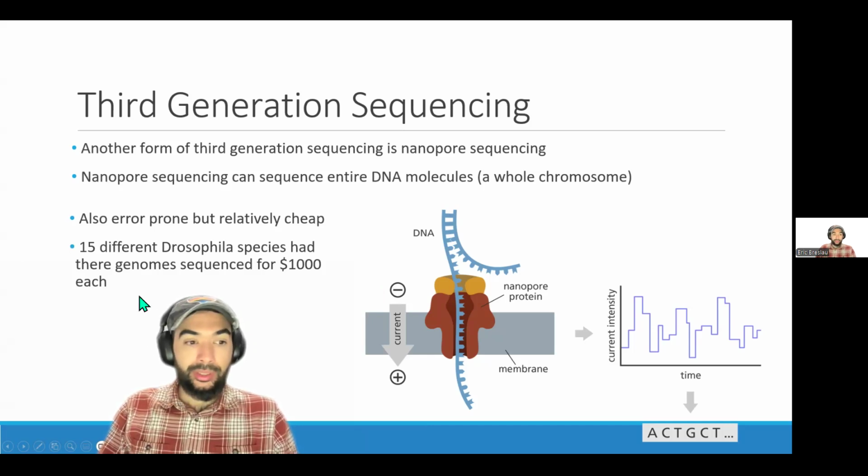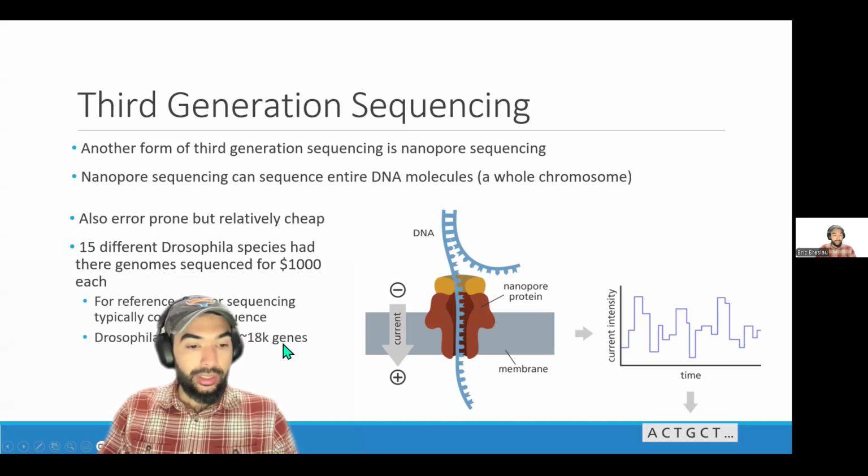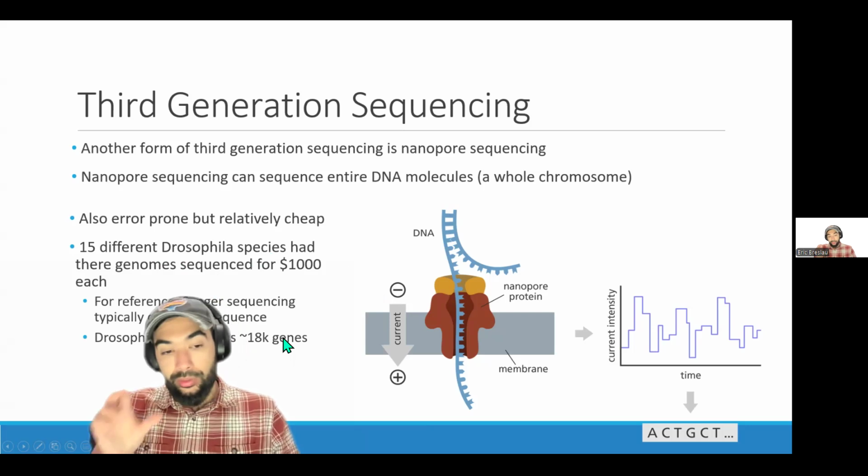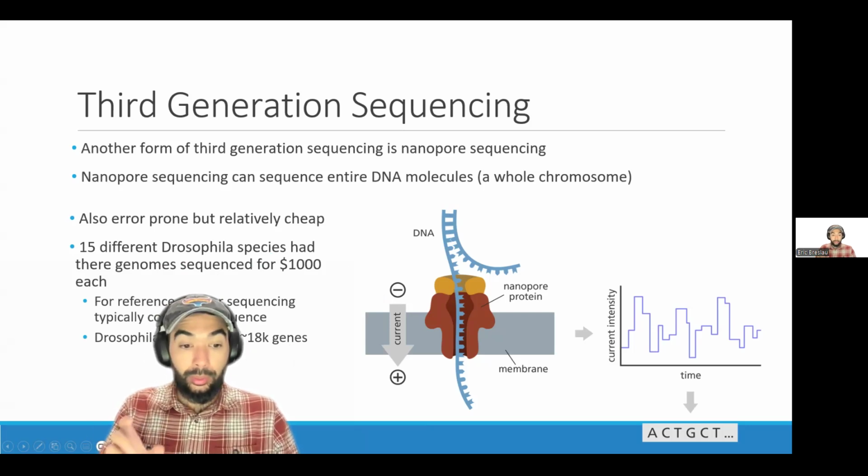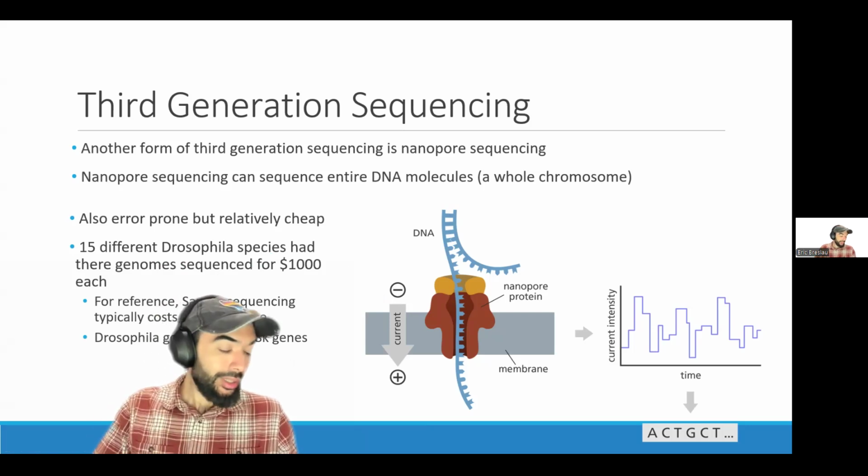But in terms of that cheapness, just to really give you an idea, if we're looking at Drosophila, we've been able to sequence 15 different Drosophila species, with their entire genomes, for $1,000 each. And their genomes have around 18,000 genes. So per fly, $1,000, but we're getting 18,000 genes sequenced.